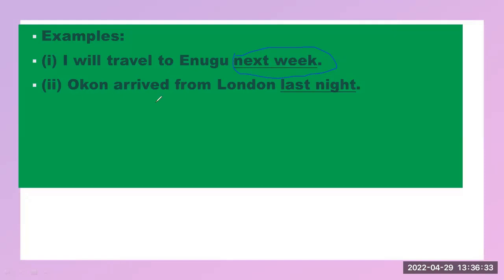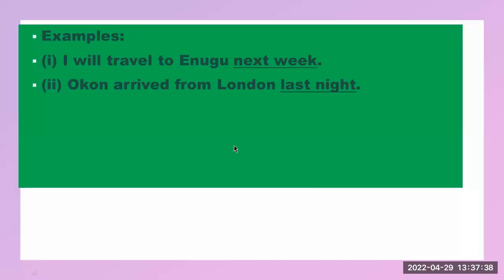Then example, Okon arrived from London last night. Again, you see the group of words last night is a noun phrase structurally, but functionally, it is an adverb phrase of time as well, because it tells us when Okon arrived from London. If you say Okon arrived from London and the listener wants to know when exactly he arrived, then you can say last night. Okay, so let's continue.